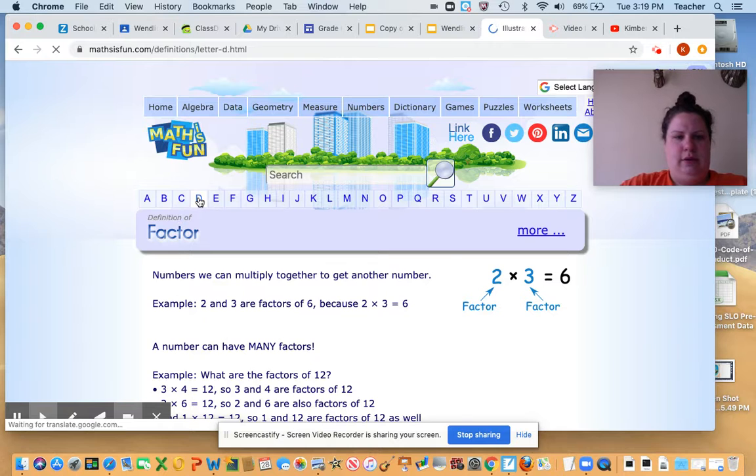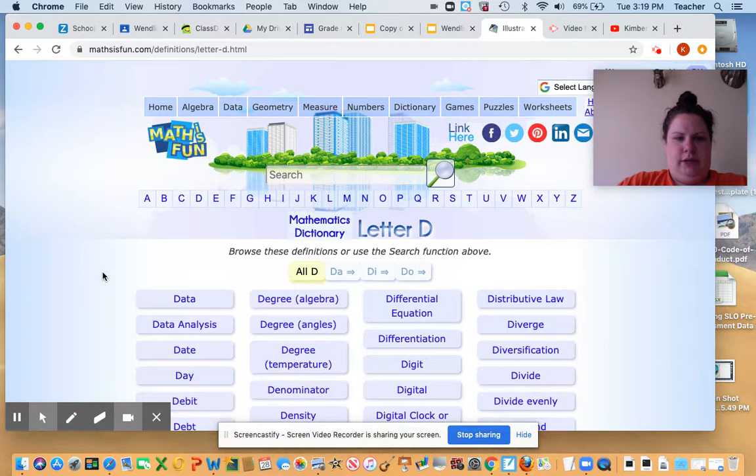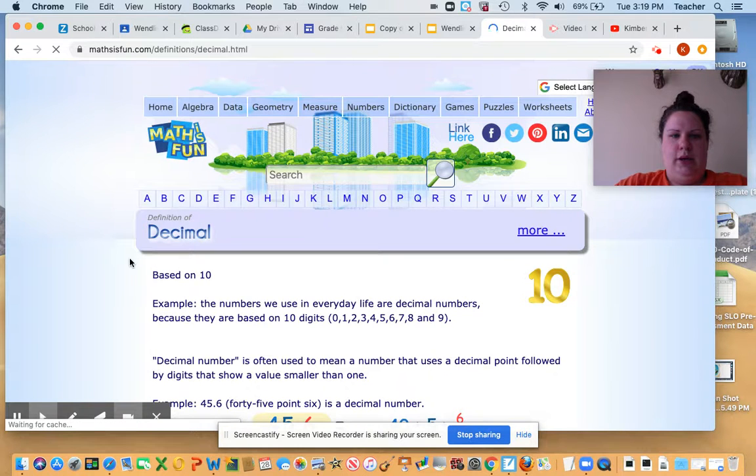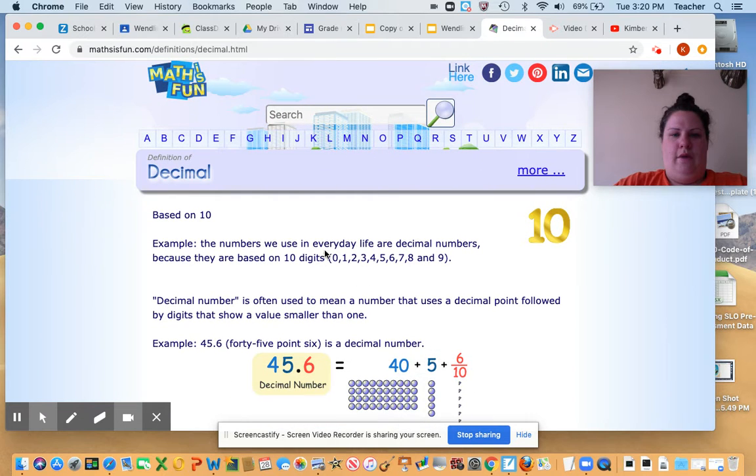Then we have decimals. Back to D. D-E-C, decimal. A decimal is based on 10. For example, the numbers we use in everyday life are decimal numbers because they are based on 10 digits. We have all the numbers from 0 to 9 included. A decimal number is often used to mean a number that uses a decimal point followed by digits that show a value smaller than 1.